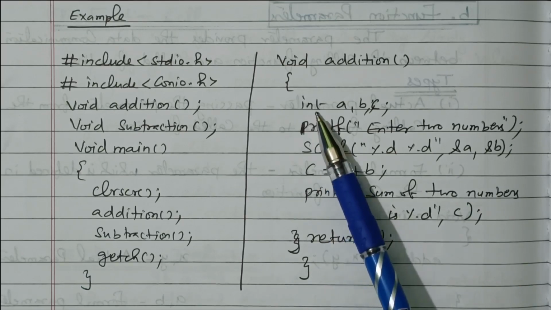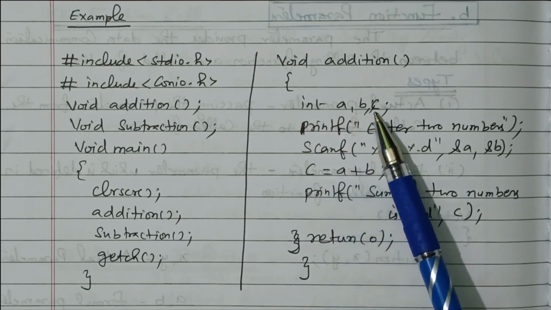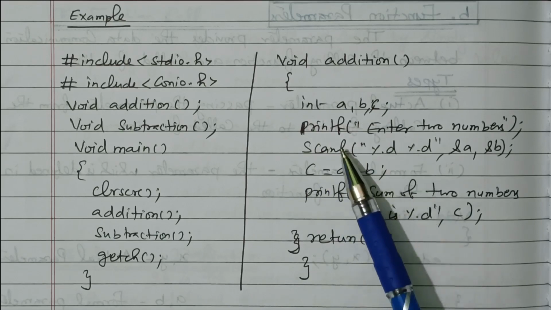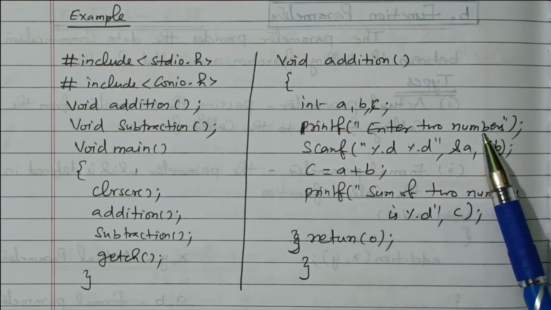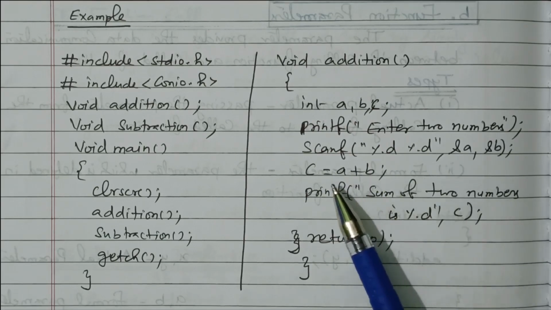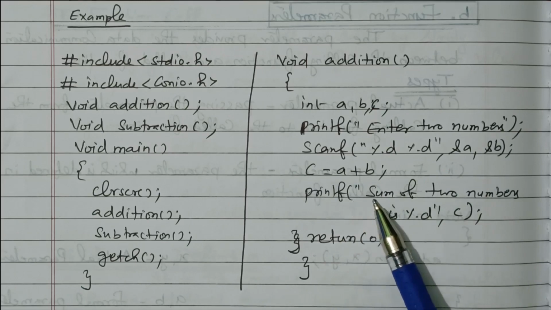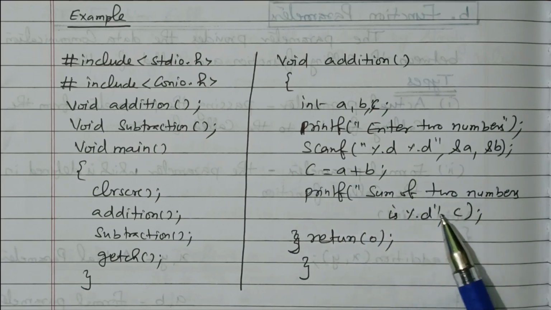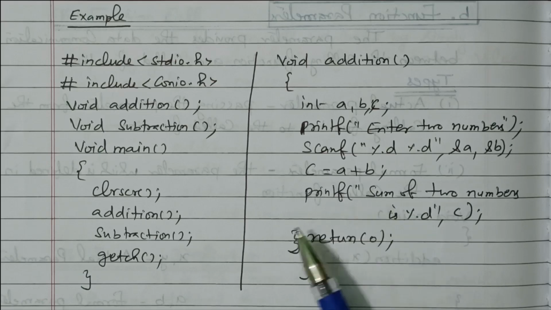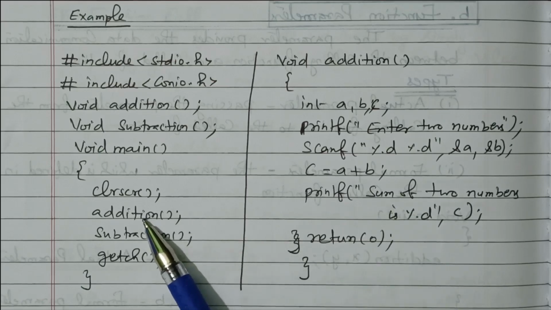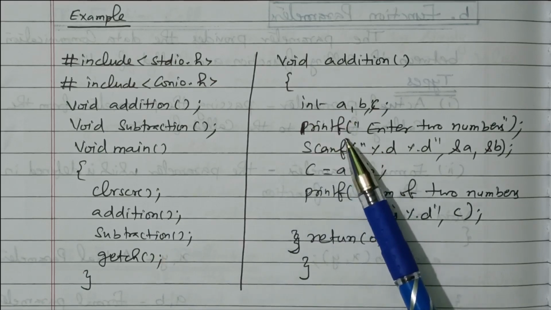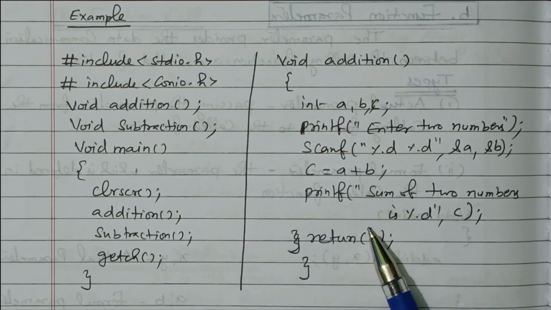So we declare three variables A, B, C. A and B are the input, C is the output variable. We ask the user to enter two values. The user enters them, the two variables are added and the answer, available in C, is printed. So everything happens in this function itself. So whenever we need the addition of two numbers, we can call this function. Control will transfer here. It will ask for two numbers and give the sum of the two numbers.